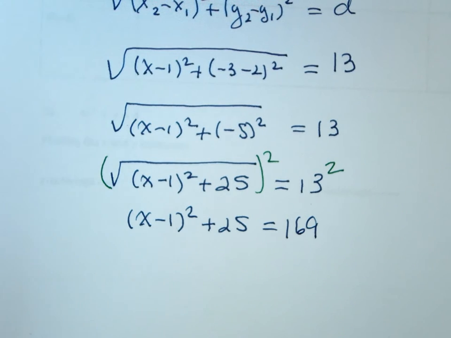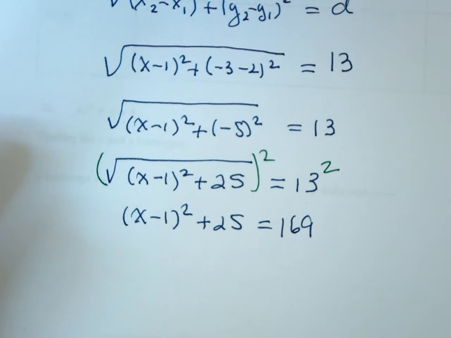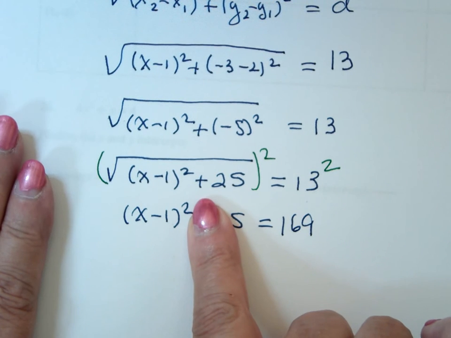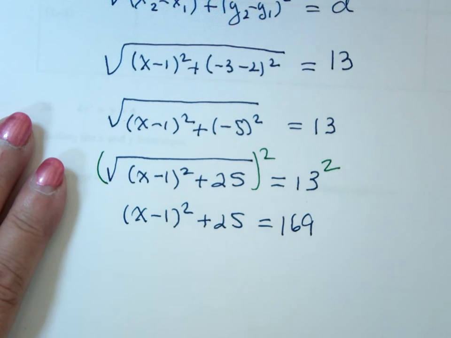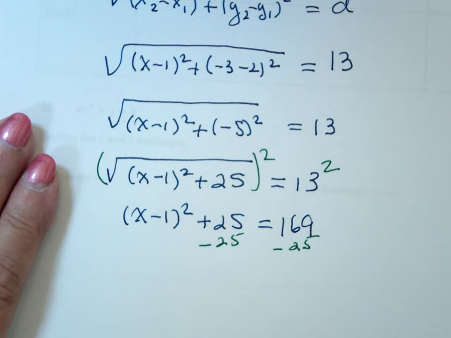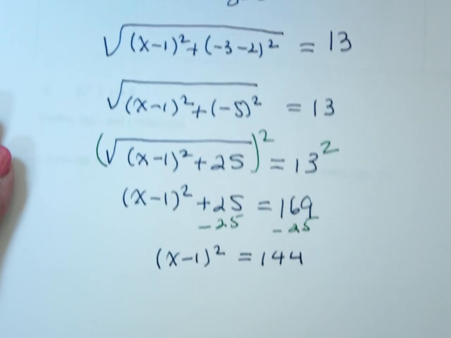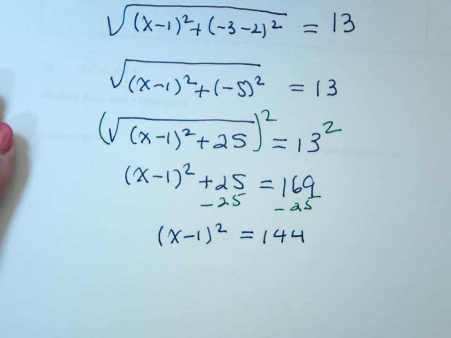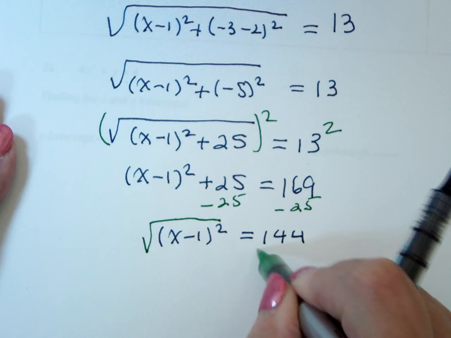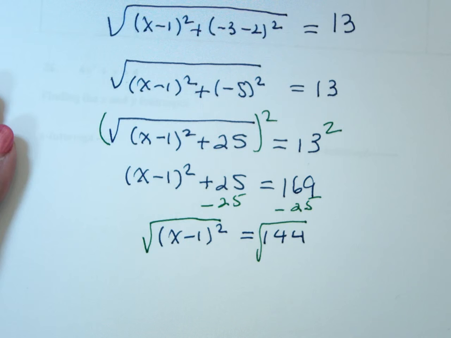Now there's something that we could use. We could multiply everything out, bring everything to the same side, 0 on the other. But do you remember we have a technique that when I've got a squared thing, it's called the square root property, where I could subtract 25 from both sides, which gives me (x minus 1) squared equals 144. Square root both sides using the square root property. Don't forget the plus or minus.